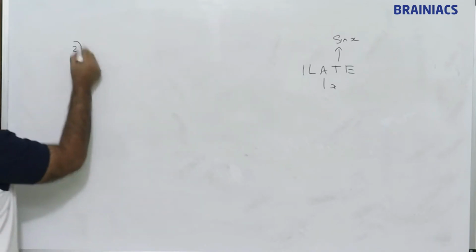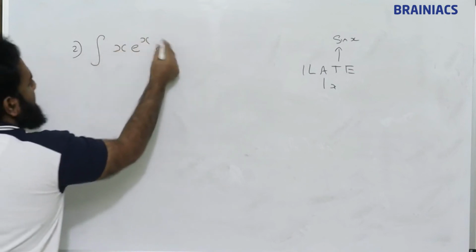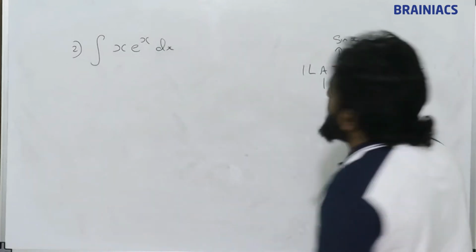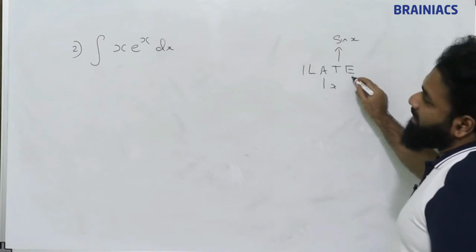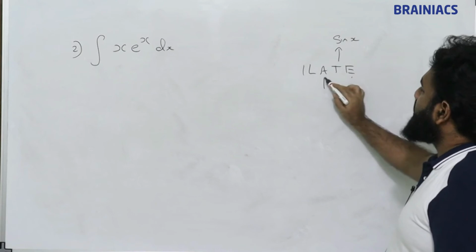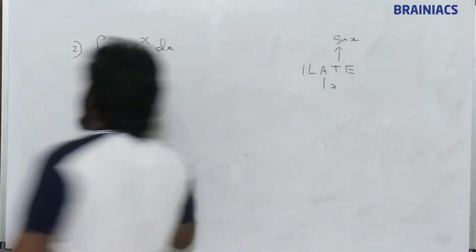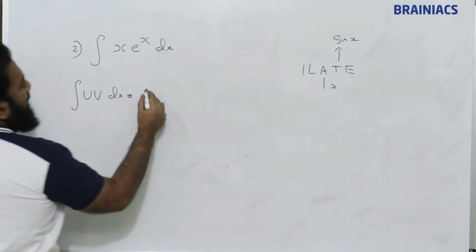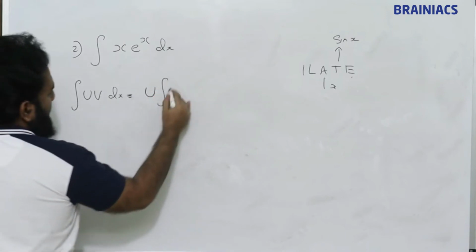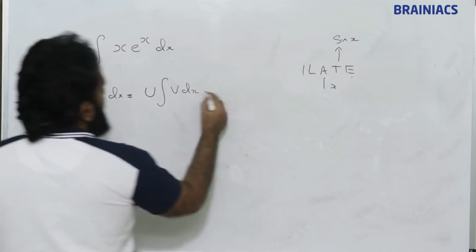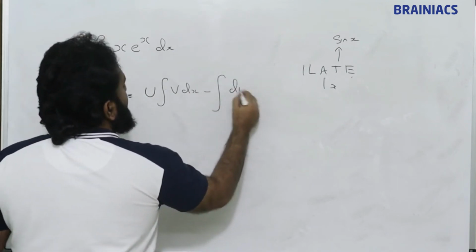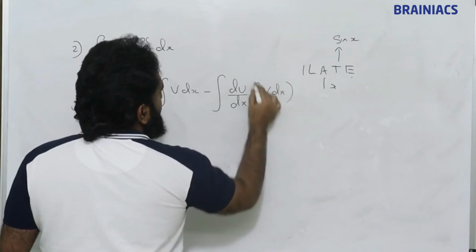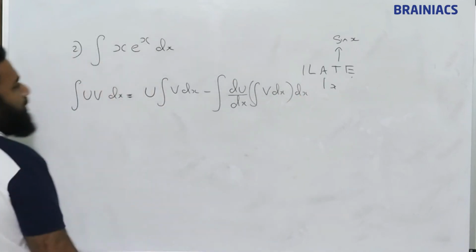So this is integration of x e raised to x dx. Which one is u and which one is v? Exponential is at the end, last, so definitely algebra will be u. So what is the formula? Integral of uv dx is, once again I am writing, maintain u as such, integrate v with respect to dx, minus full integral of du by dx times integral of v dx, then dx. So this is the formula.